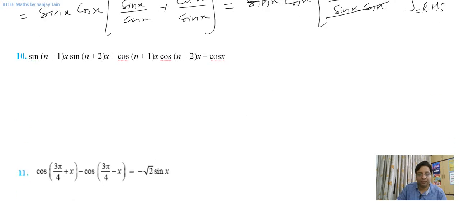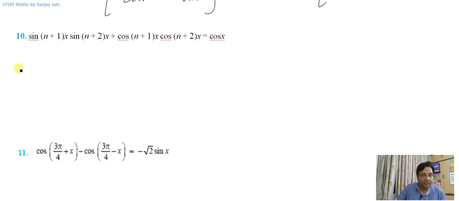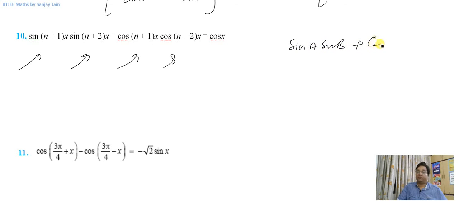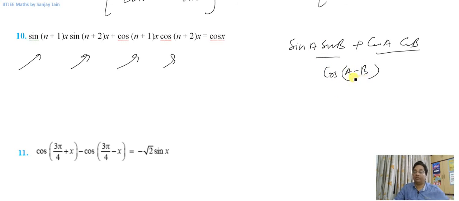This is a very simple question. Direct identity is there. Okay, think about it. Sin a sin b plus cos a cos b. This is sin a sin b plus cos a cos b, right? Which identity is this? This is cos a minus b, right? Cos a minus b is what? Cos a cos b plus sin a sin b, right?